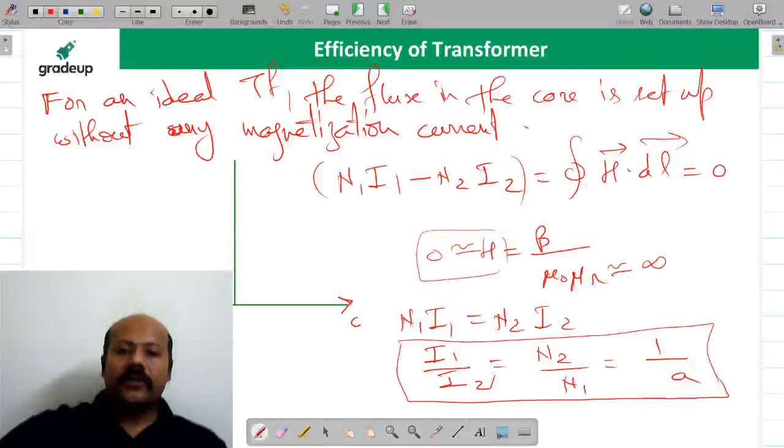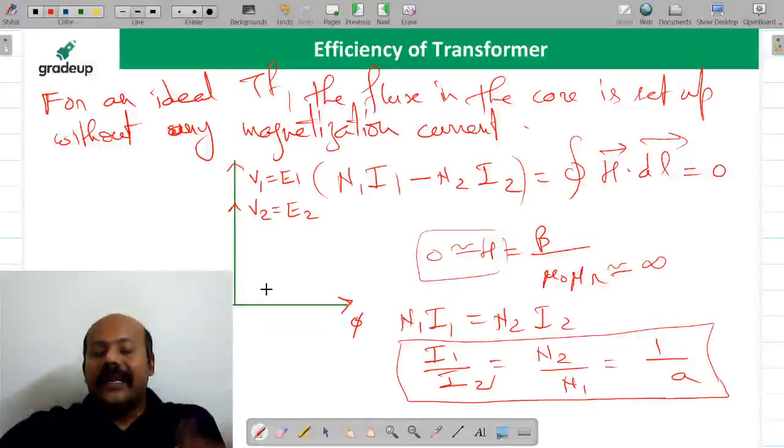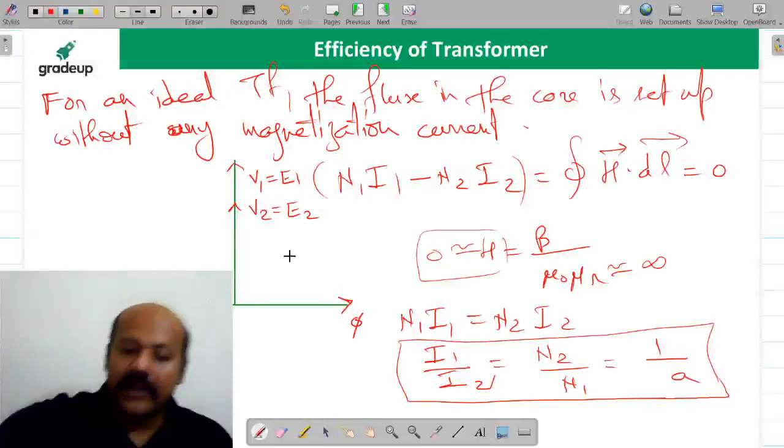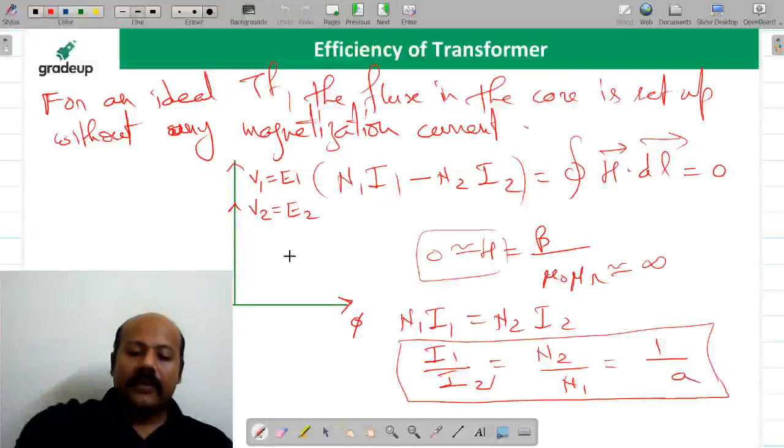So suppose this is your flux phi in the core, and suppose V1 is equal to E1. For an ideal transformer, V1 and E1 are going to be the same, and V2 is equal to E2, and this I naught component is almost 0, negligible. I hope you are getting this.